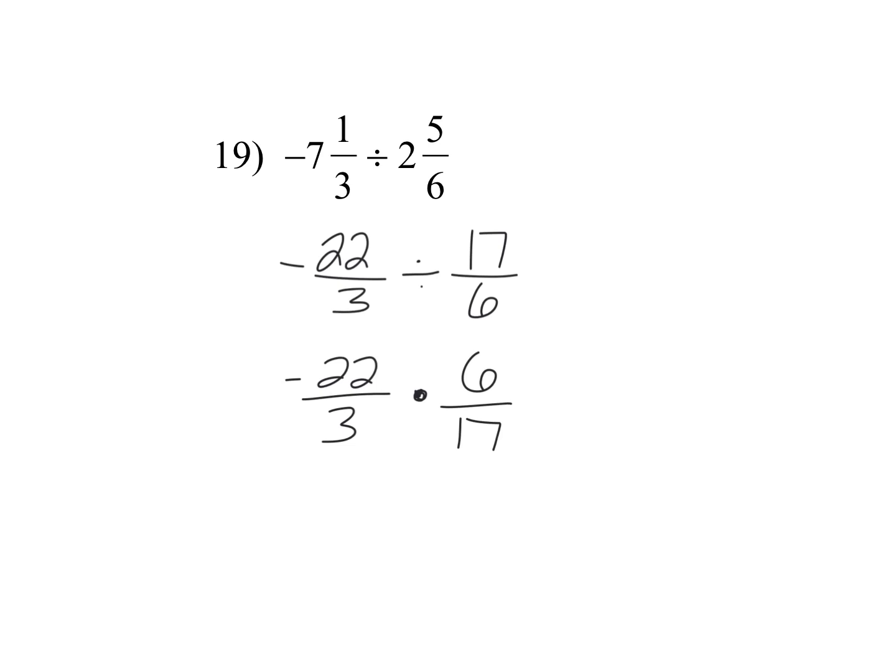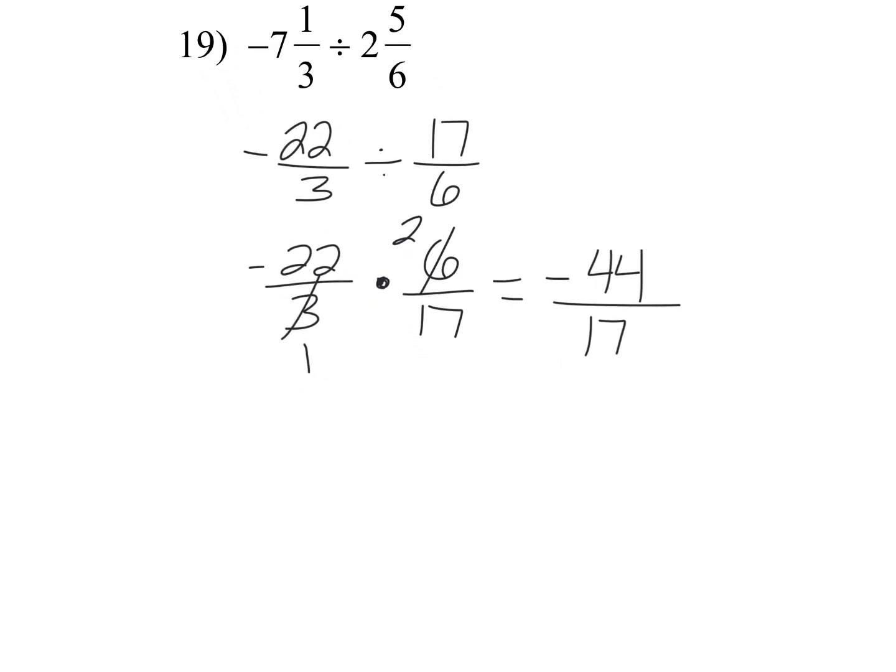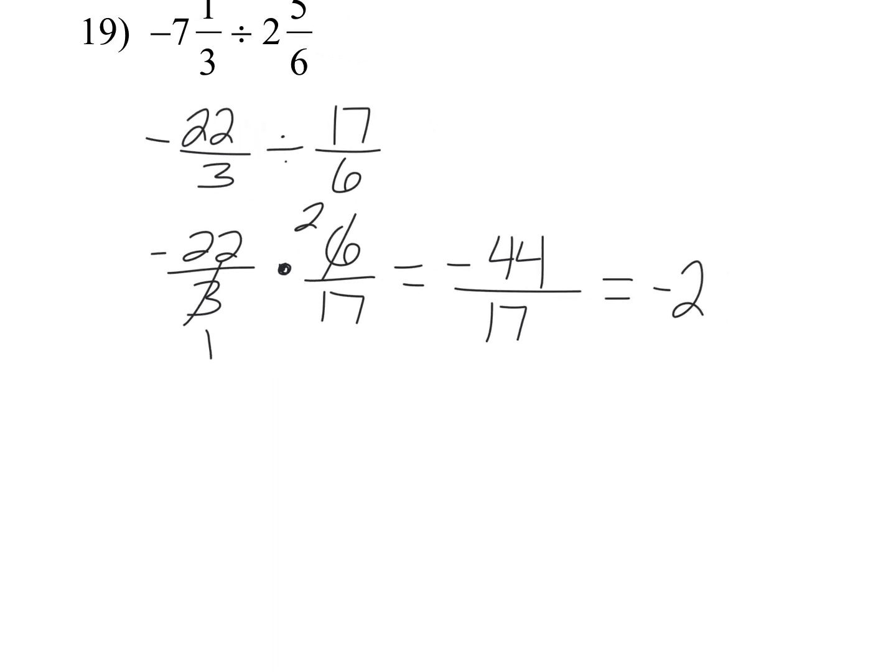I can simplify, reduce. What reduces? 6 and 3. 3 goes into 3 one time. 3 goes into 6 twice. Awesome. Can I reduce anything else? No. So now I can start multiplying straight across. What do I get on the top? 44 over 17. Awesome. Can I leave it like this? No. What do I need to do? Mixed number. How many times does 17 go into 44? Twice. How many left over?